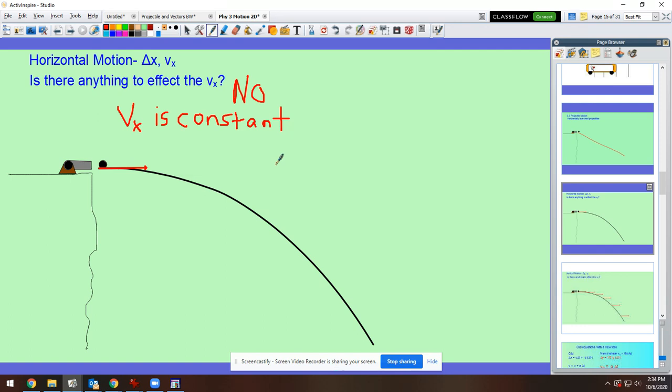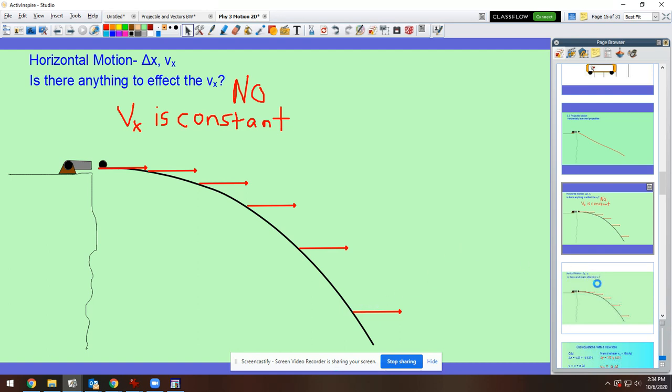That means if our cannonball starts out traveling 100 meters per second in the beginning, after time 1 it's 100 meters per second, and again 100 meters per second, and so forth. It's just going to keep going 100 meters every second. So that's a really cool thing about our projectiles.